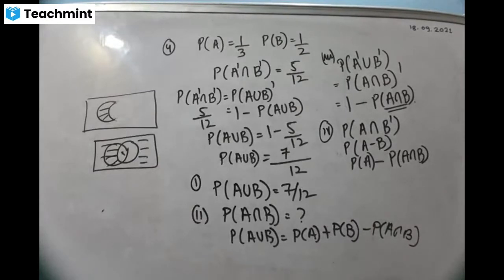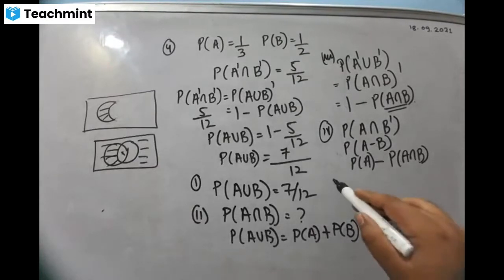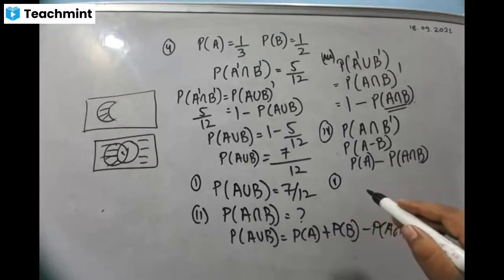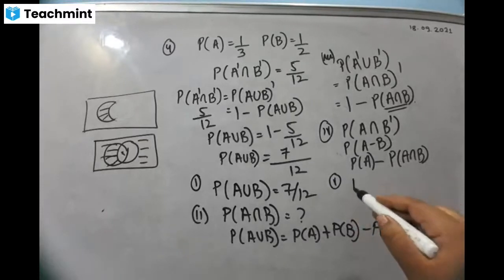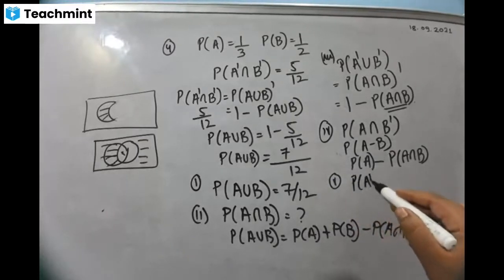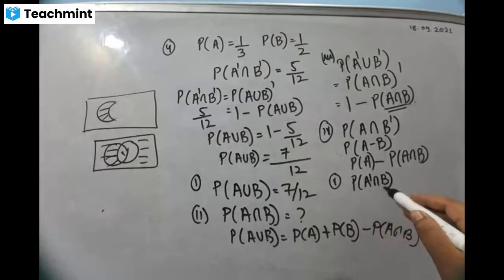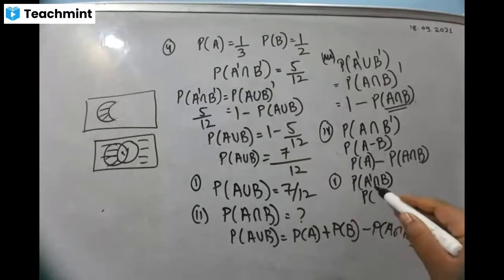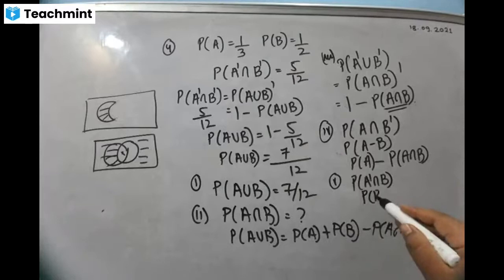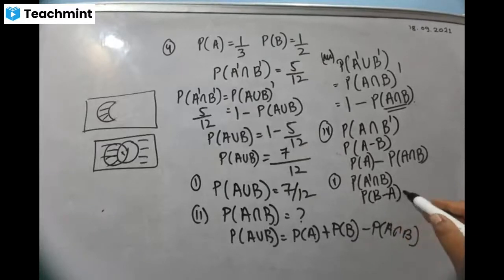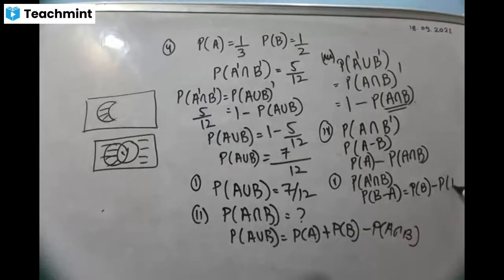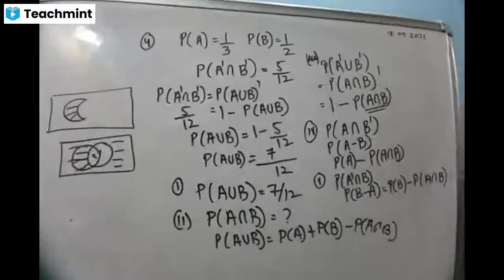The fourth one. And what is the fifth one that they have asked? They have asked probability of not A and B. So this is going to be A complement intersection B, meaning B with A removed, so that is equal to probability of B minus probability of A intersection B. So this was the formula.